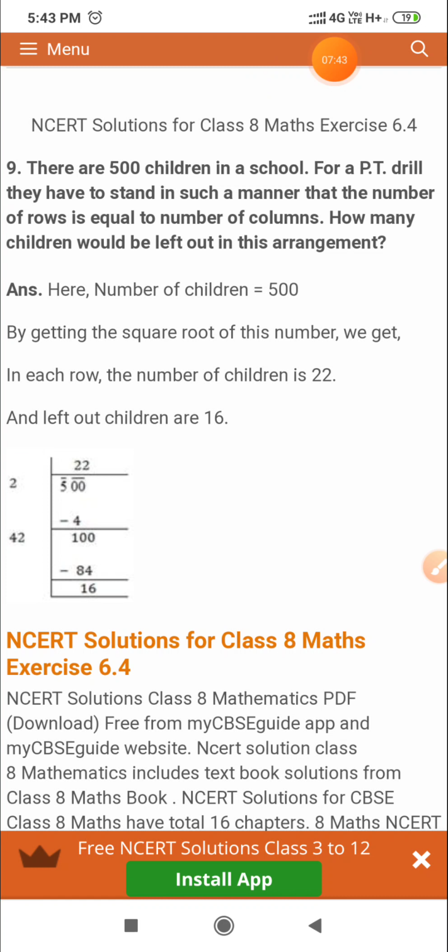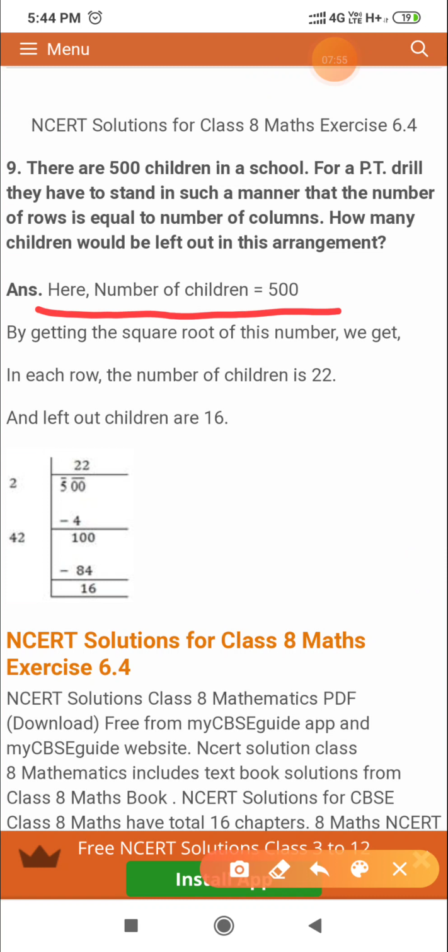If the number of rows and the number of columns are equal, it means we have to make a square-like arrangement here. So first, it is given in the question that the total number of children is 500. By taking the square root of this number, we have 16 as the remainder and 22 as the quotient. In each row the number of children is 22 and the left out children are 16.